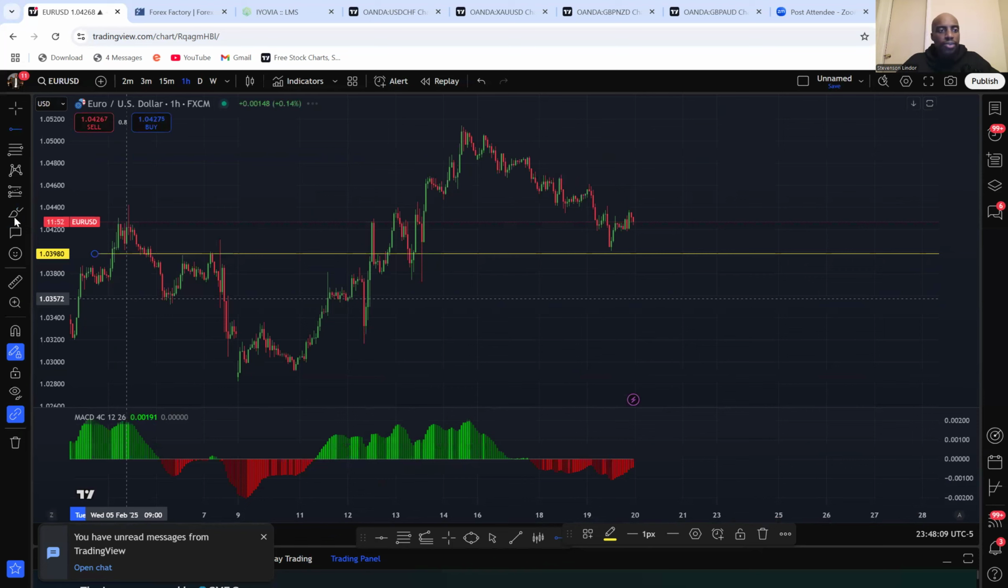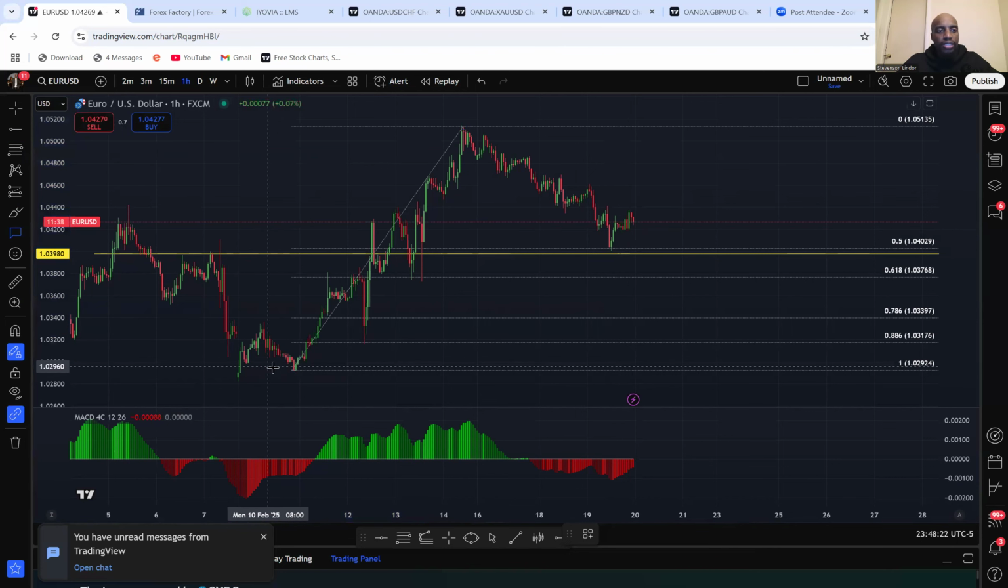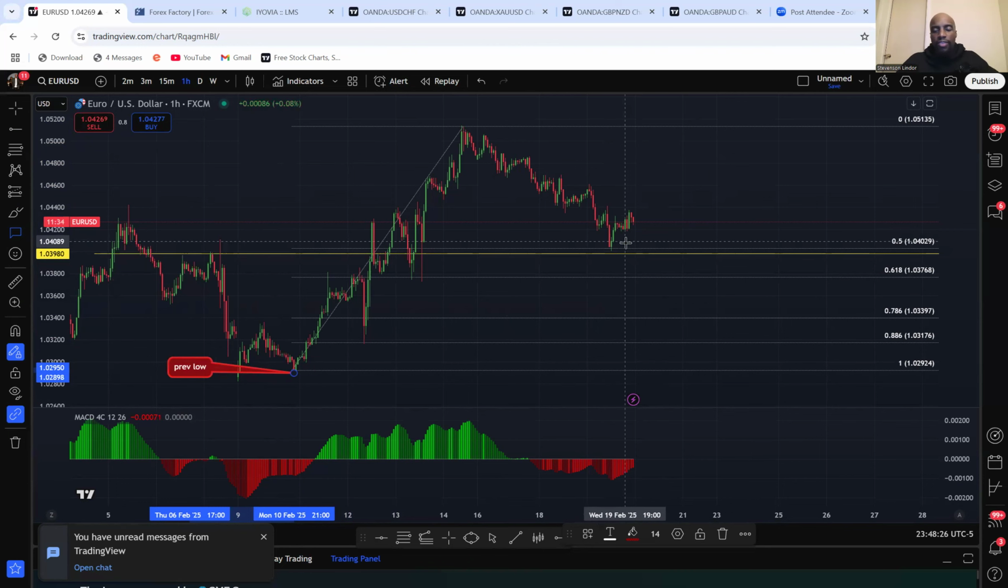Go to your 1 hour. I'm going to measure this leg, this bullish leg. And as you can see, price is starting to bounce off that 50. So I've already started buying, right? As long as this low does not get broken, every time price comes to one of these fib levels, I'm looking to buy. All right. So now with the fib extension, this gives you a lot more confidence when trading.